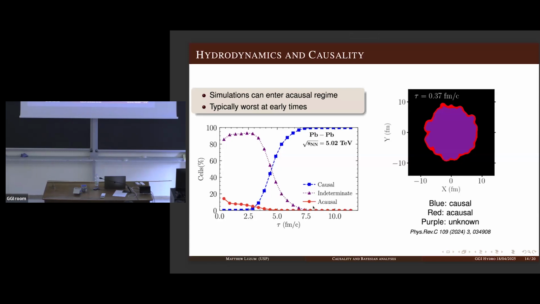We saw on Monday already that it's not uncommon for the simulations to enter an acausal regime. What I want to emphasize here is that typically it's worst at early times. You have this very high energy collision system, these Lorentz contracted pancakes hit each other, and then at the very early times you have very strong longitudinal expansion that really tends to drive the system out of equilibrium. And so that's where these problems tend to be the worst.